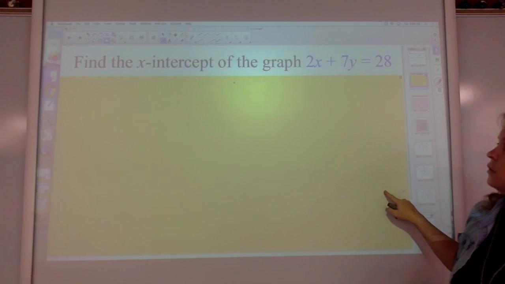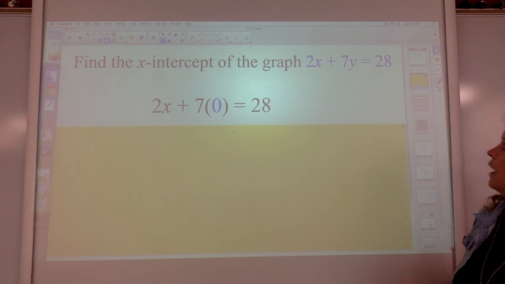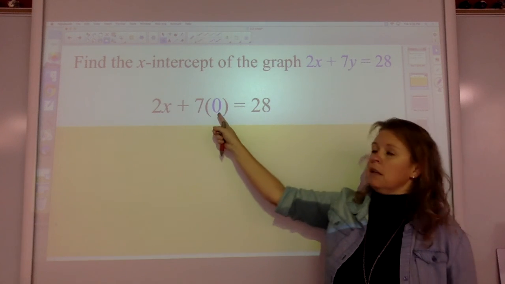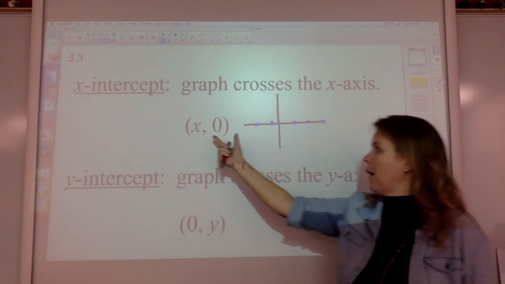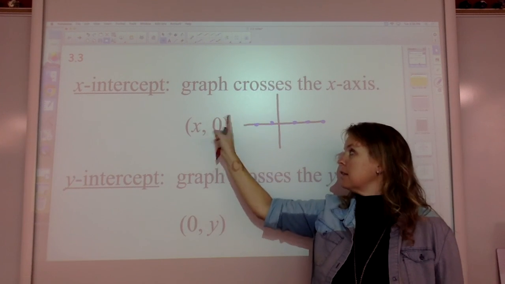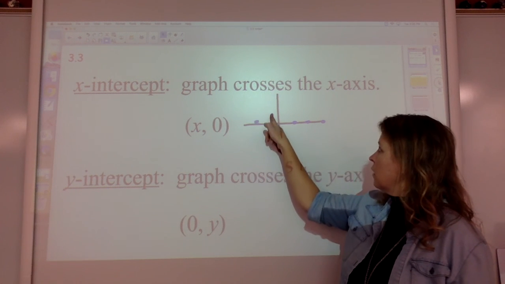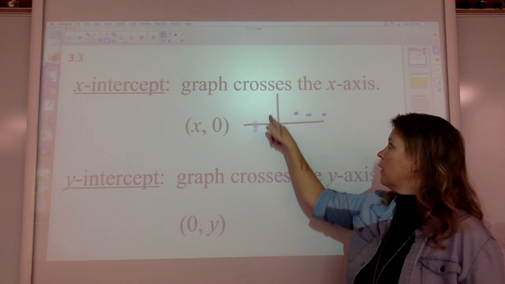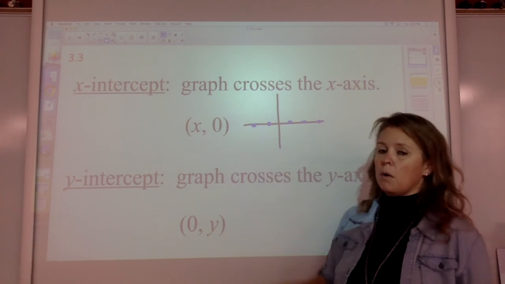So it's going to ask you to find the x-intercept of the graph 2x plus 7y equals 28. Since we're looking for the x-intercept, we're going to turn our y into a 0. Why are we turning our y into a 0? Because the x-intercept always has a y of 0. If it didn't, the points wouldn't land right on the x-axis. They would be wherever the y set. The only way they can be directly on the axis is if the y is 0.